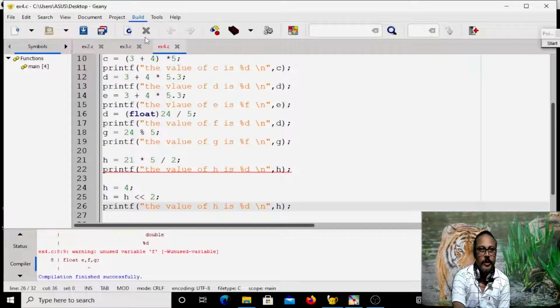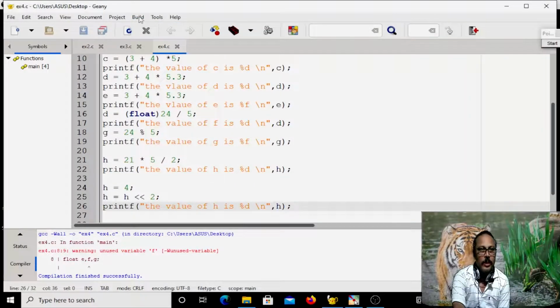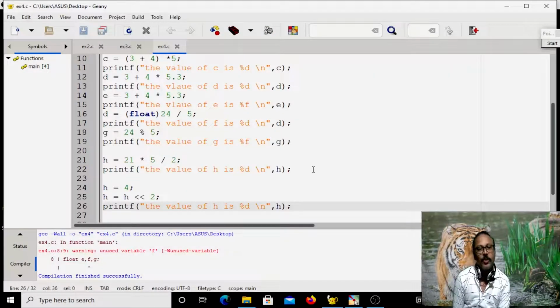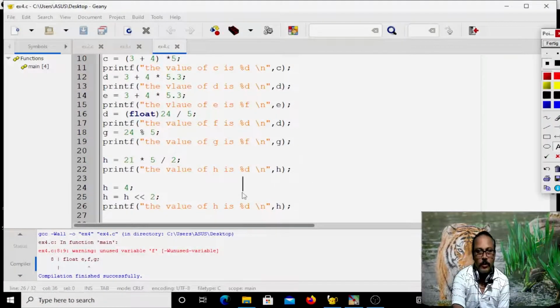So we use the shifting operator. What happens? What is the value of h? h is 16. Why is it 16? h is 4. After shifting, it is becoming 16. Why? So the h value 4 in binary, the remaining bits being zeros, is 1, 0, 0.